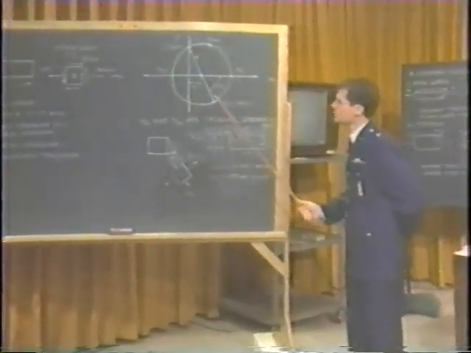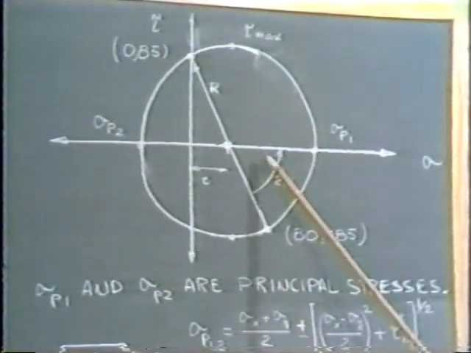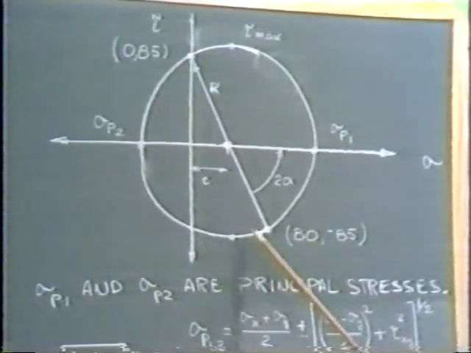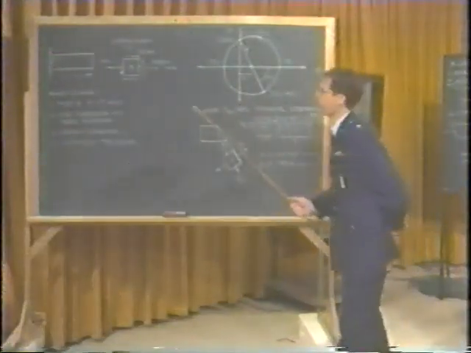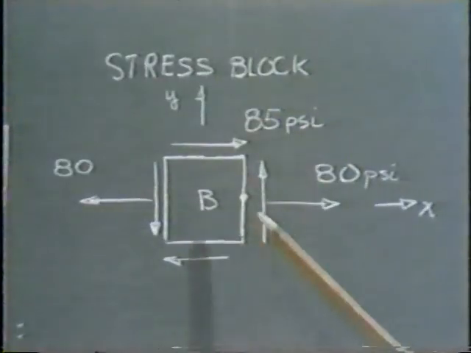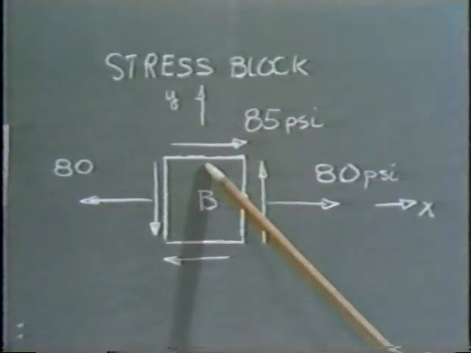The normal stress would be represented by 80 pounds per square inch. Down here, a negative 85 representing the shear stress for the vertical face of my stress block. First point's done. Now let's look at the next point. Let's go back to our stress block here. A perpendicular face to the one I've just identified, the vertical, could be represented by this fellow here.